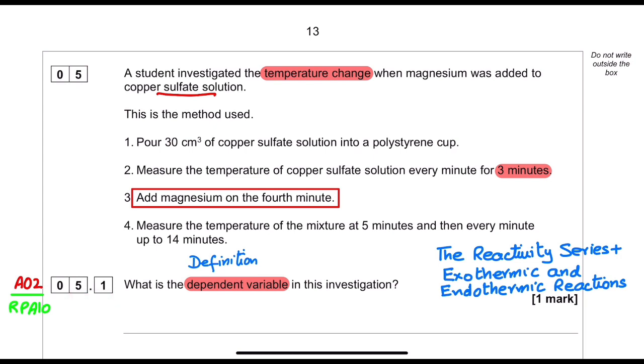5.1 is an AO2 question, and this question is from the required practical activity number 10. And the topics are the reactivity series, exothermic and endothermic reaction. The question is, what is the dependent variable in this investigation?